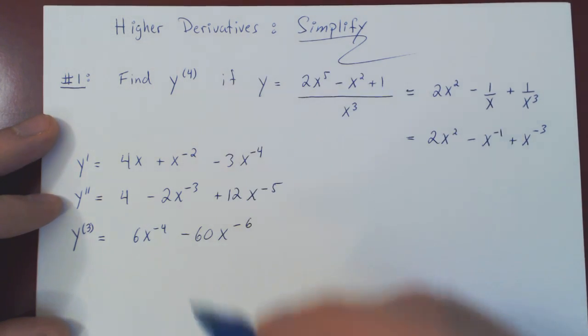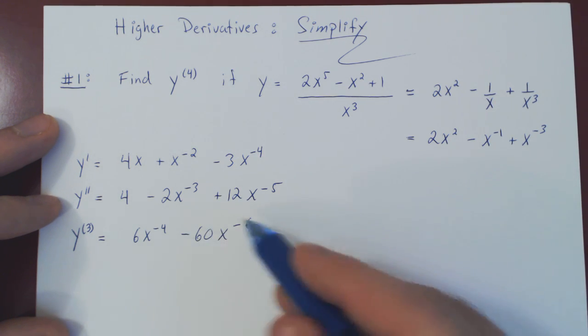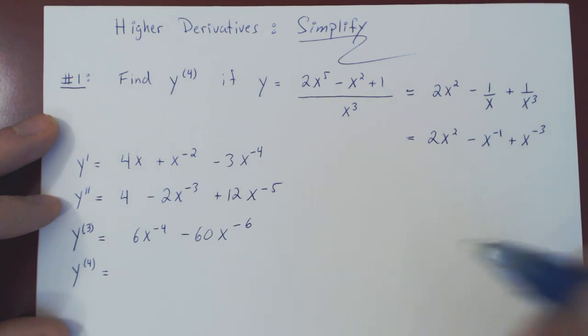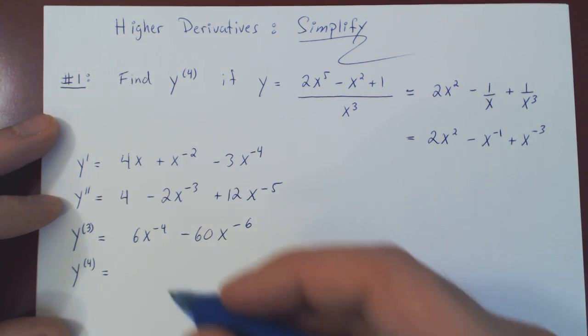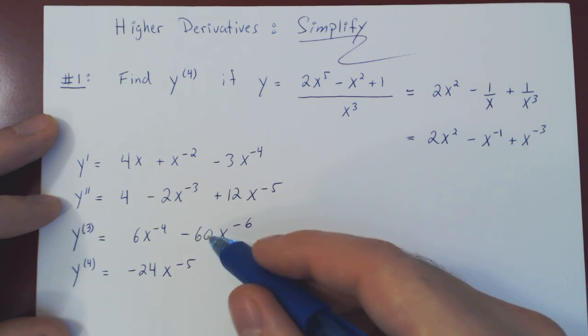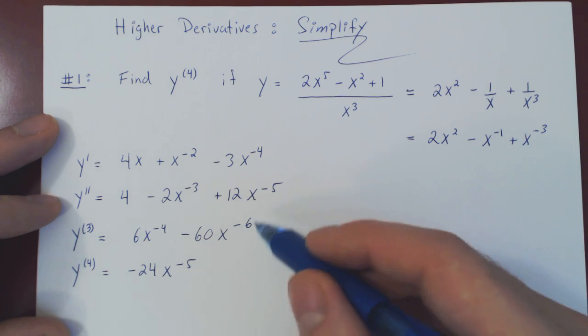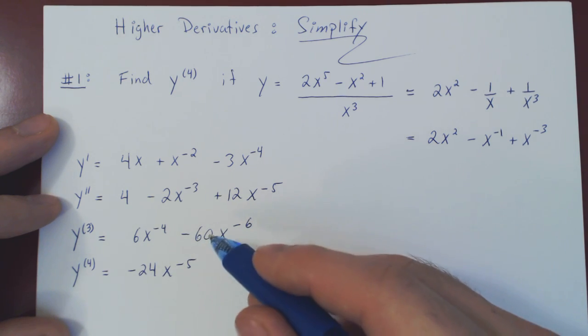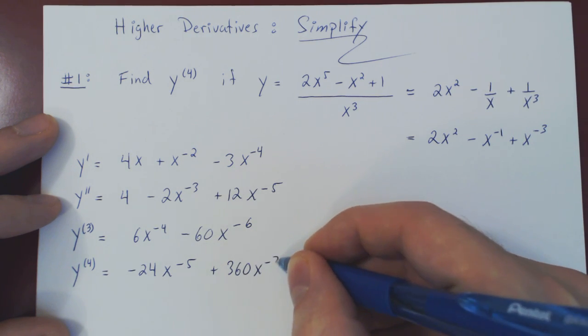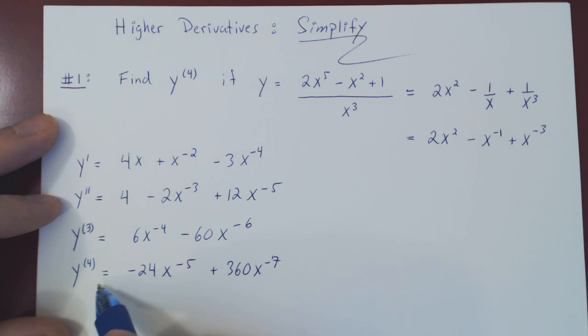And finally, let's find the fourth derivative by taking the derivative of the third derivative. Again, the power rule, so negative 24, x to the negative 5. Negative 60 times negative 6, well, 6 times 6, 36, times 10, 360. So plus 360, x to the negative 7. And there you have it. The fourth derivative is negative 24, x to the negative 5, plus 360 times x to the negative 7.